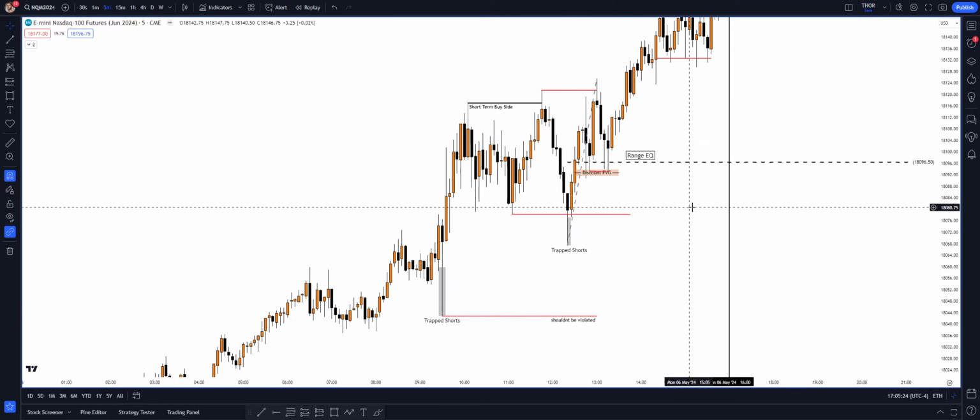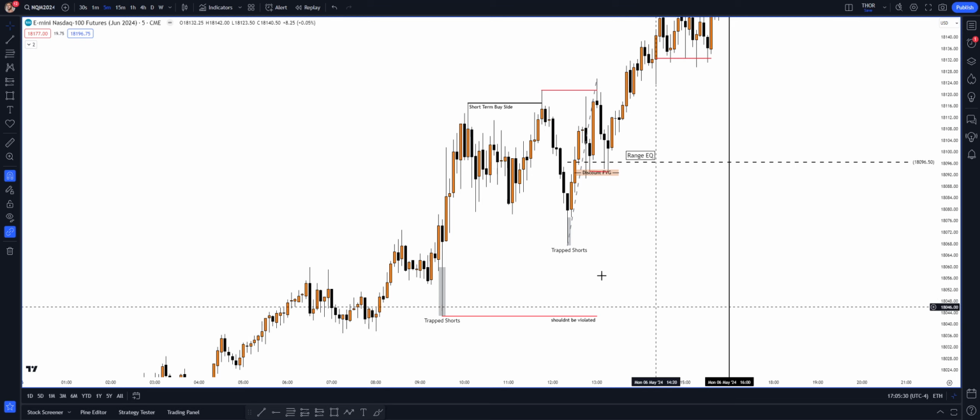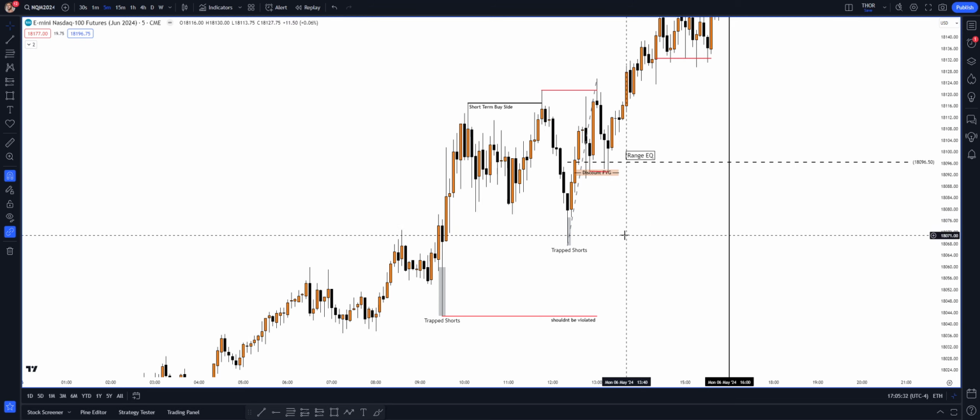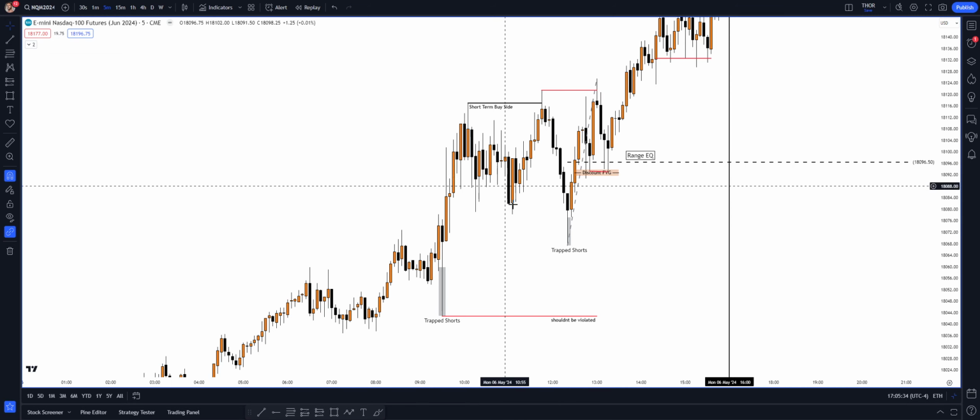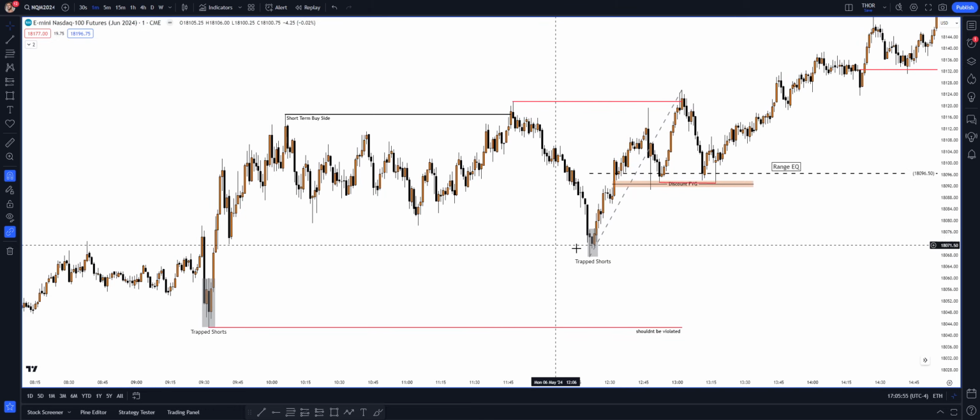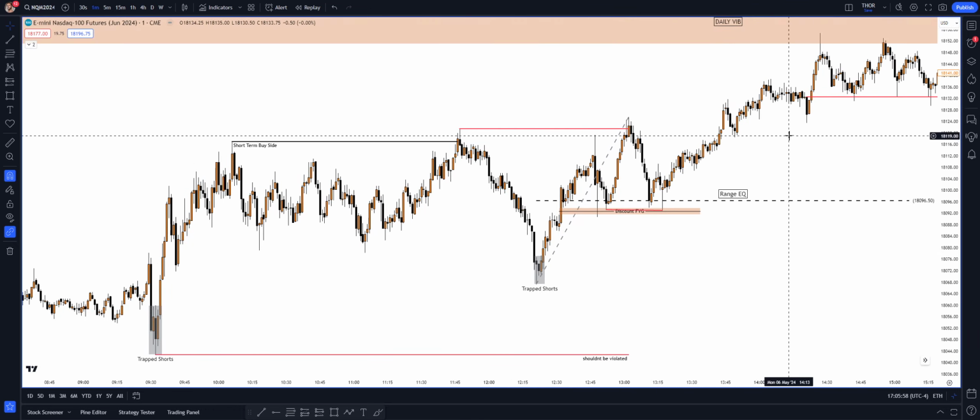It could have just displaced lower, but because it didn't, it just ran the highs and ran to daily volume imbalance. Simple as that. And that's how you understand whether a move is a pullback or a reversal. That's very important, because then you can build or speculate around that information. You know what I'm saying? But yeah, that's that, guys.